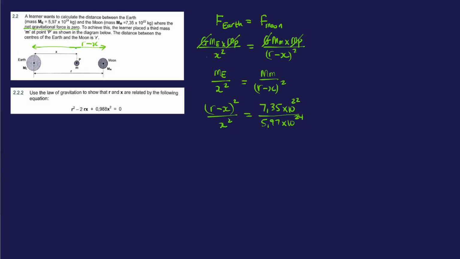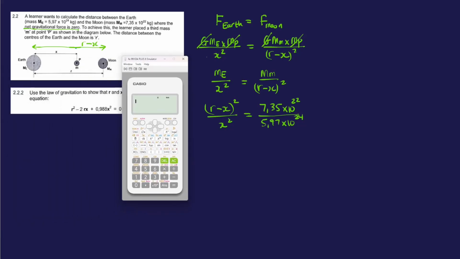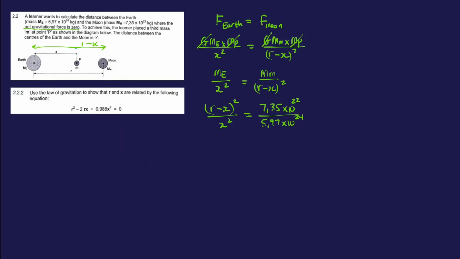Now we can calculate that, and we will need to simplify a bit. So here's our calculator. We've got 7,35 times 10 to the 22 divided by 5,97 times 10 to the 24. That's equal to 0,0123. So r minus x all squared divided by x squared is equal to 0,0123.